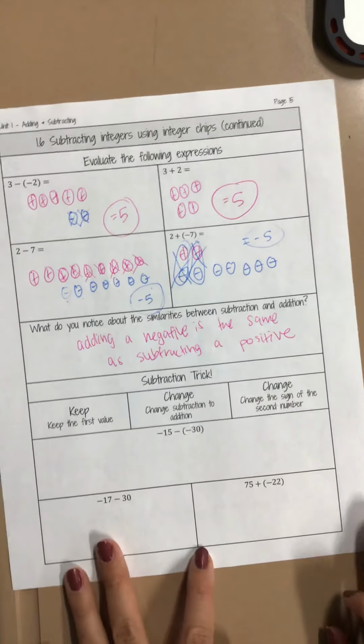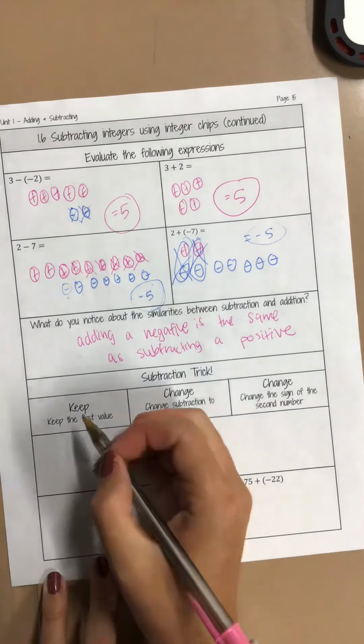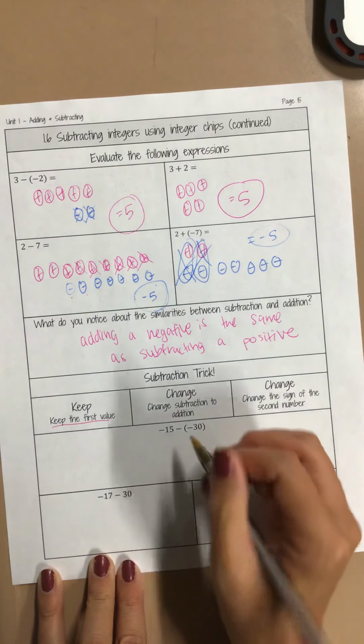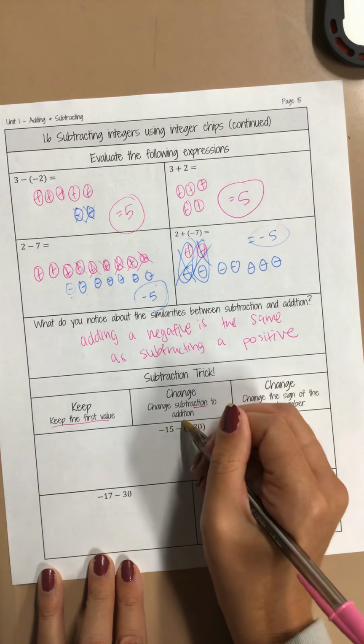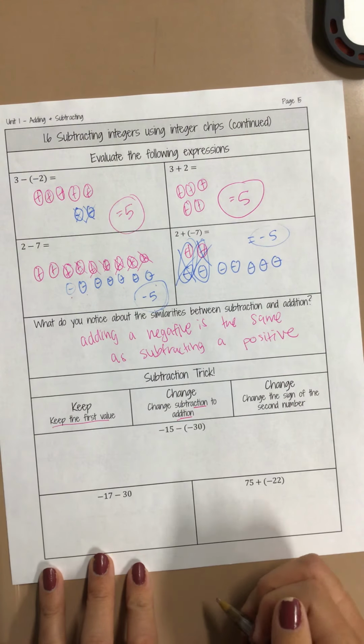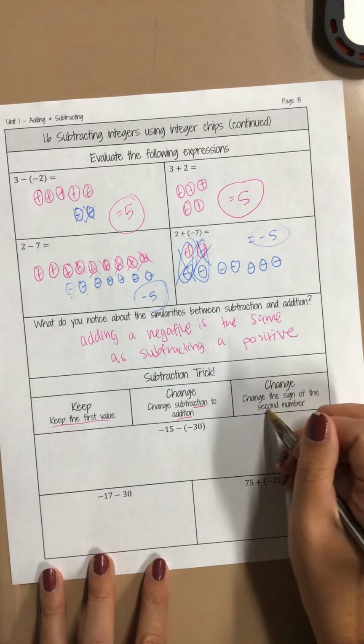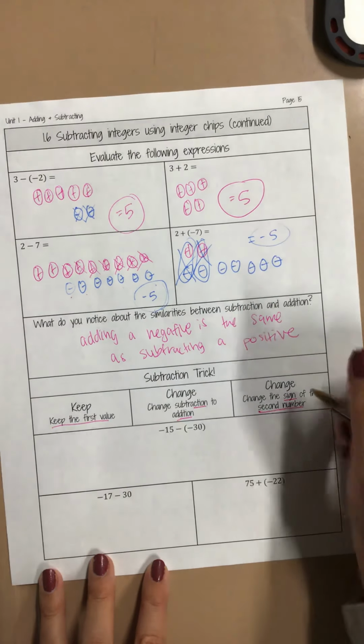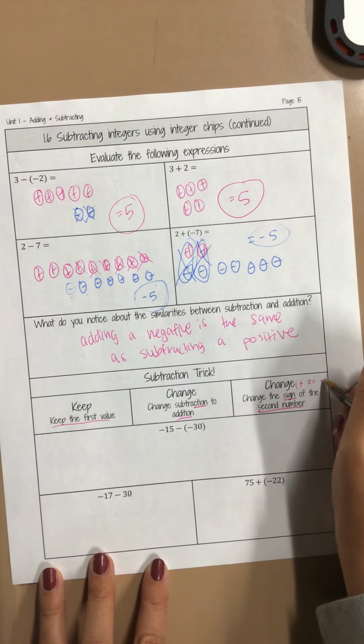And then we have a trick. It's called keep, change, change. So you keep the first value, change either the subtraction to addition or addition to subtraction, and then change the sign of the second number. The sign means like positive or negative.